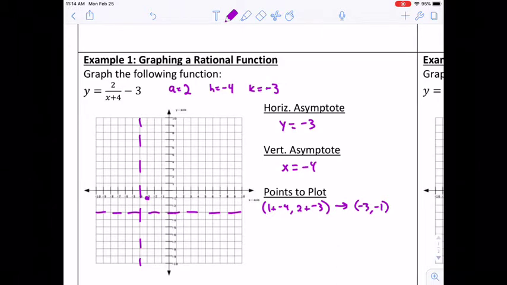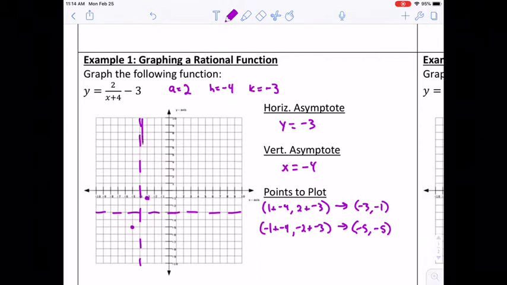Then your second point is going to be -1 plus h and -a plus k. And simplifying that, you get the point -5, -5. So plot that point, -5, -5. So therefore you know your curves are in the bottom left quadrant and the top right quadrant.